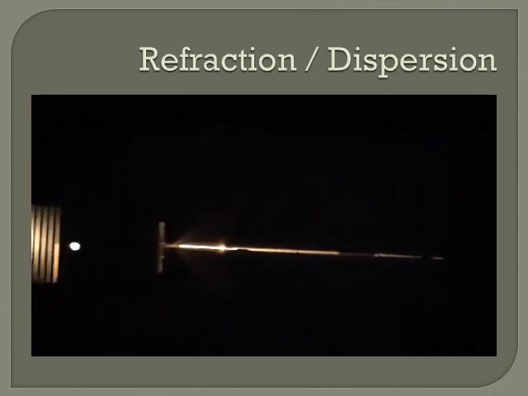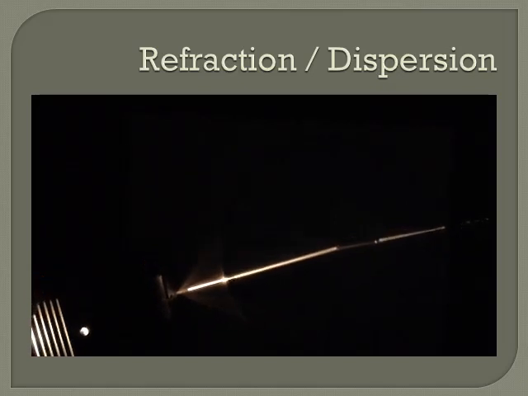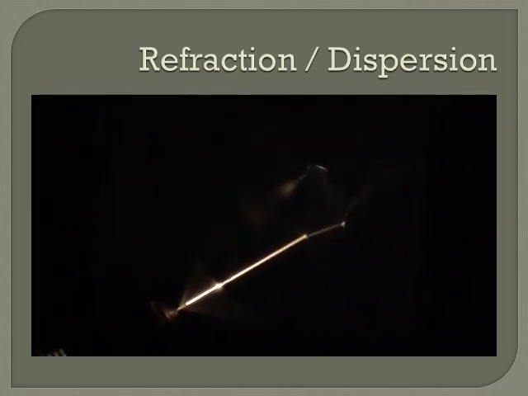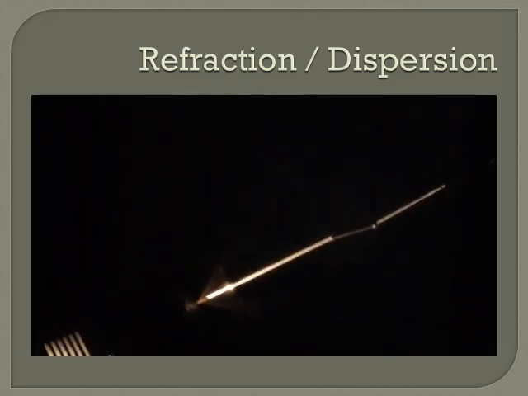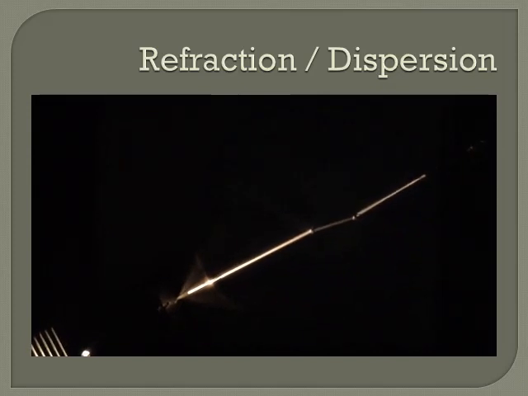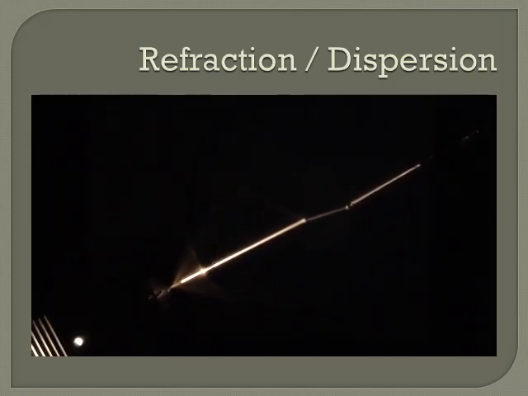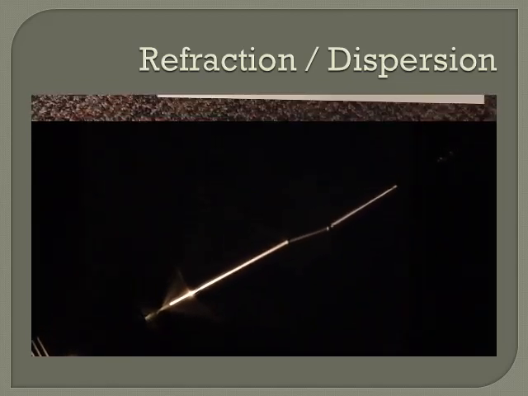But what if I change the position of my light source so that it is now coming in at an angle? Notice that we get bending. The light bends as it moves into the block as well as when it exits the block, going from the plastic back into the air. So we see that the light bends toward the normal as it moves from air into the plastic, and then it moves away from the normal as it goes from the plastic back into the air.